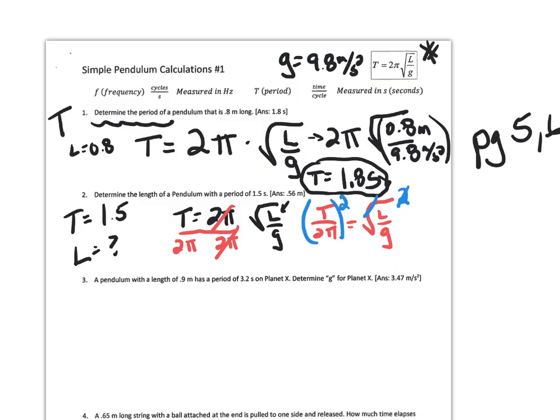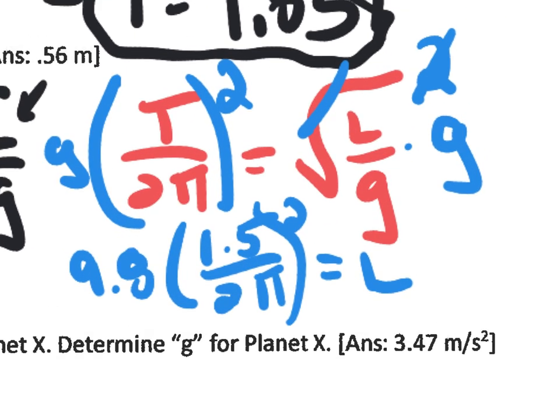And then our last step is we have L over G, and we're going to multiply both sides by G. So you get L equals 9.8 times 1.5 over 2 pi, quantity squared. And this is where, I'm going to zoom in on this, that's not easy. And you're like, well, no, it doesn't look that complicated. The most common mistake people make is they forget to put this in parentheses.